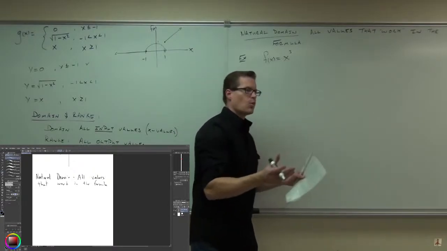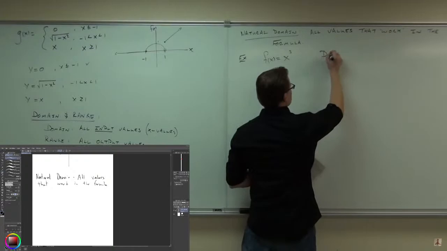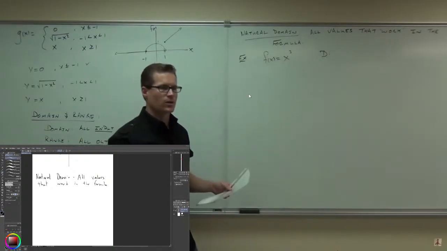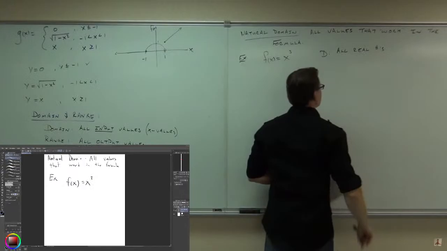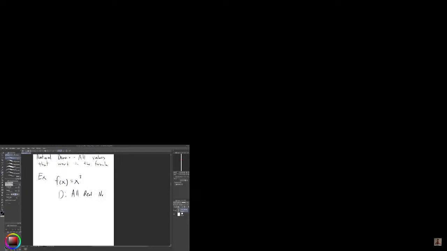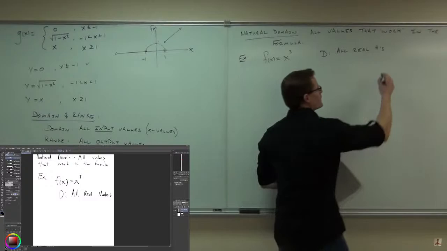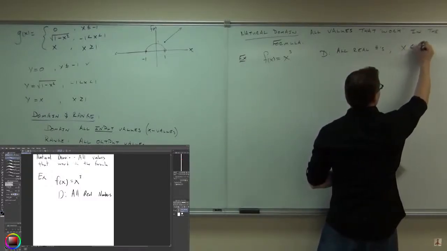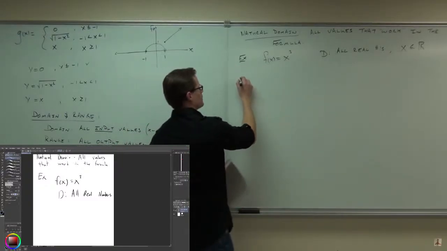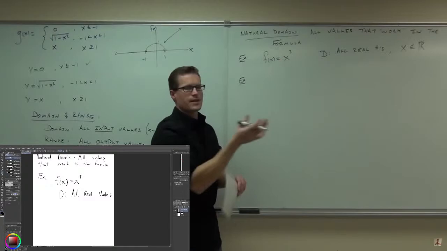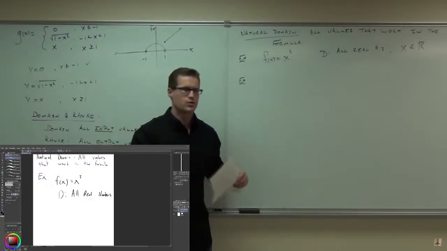If you can plug in anything you want and there's no problems, what we do is we say domain is simply all real numbers. For those of you who like to be very symbolic, you can do it differently. You can say x is an element of the real numbers. That's another way you can say it. So there's no problems there. That says that you can plug in any number within the real numbers and you'll be just fine.